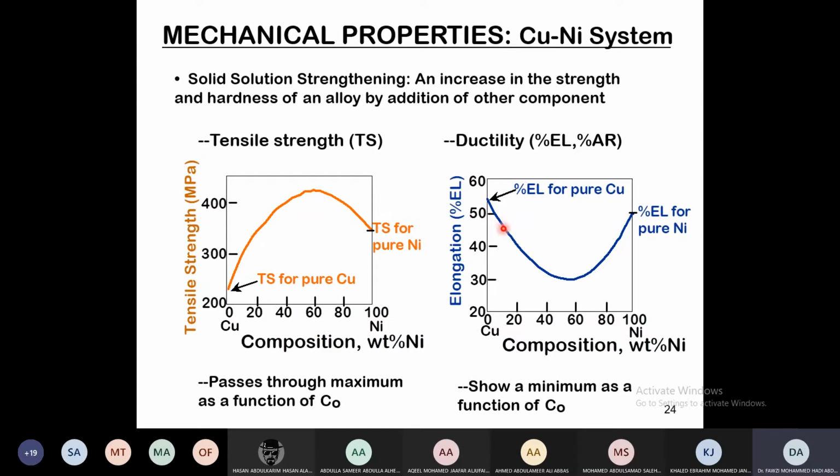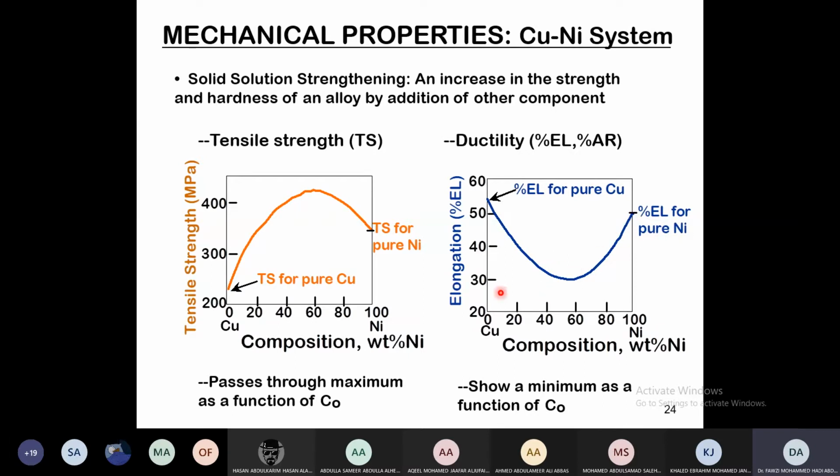We now notice that the percent elongation reduces as we increase the nickel composition, the amount of nickel in the material, to a minimum at nearly the same amount where we have the maximum tensile strength, which is happening at 60%. The 60% causes the material to be at its lowest level of ductility. And increasing more, it will go back to the pure nickel behavior.